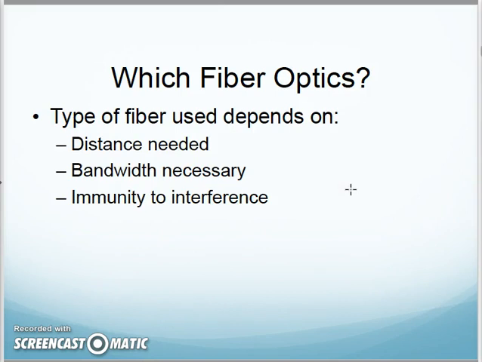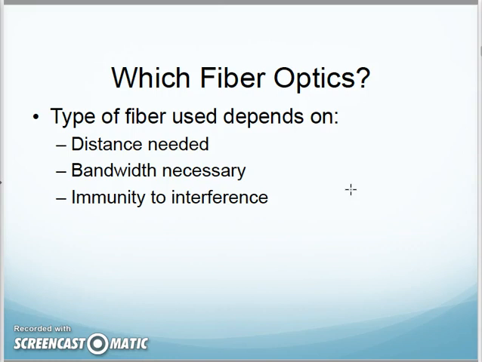The type of fiber used depends on things like the distance needed, bandwidth necessary, and immunity to interference. If we have anything over 100 meters, we pretty much need to use fiber optic. Copper unshielded twisted pair can go 100 meters. Anything above that, we need to consider using fiber optic.